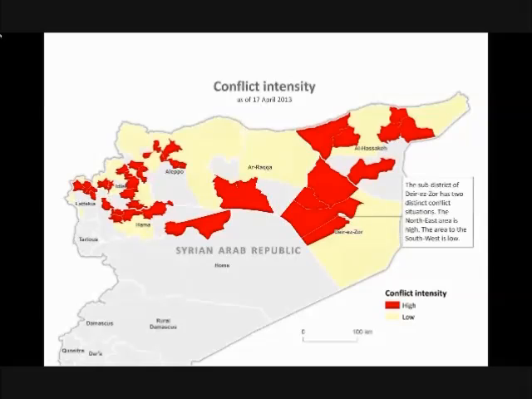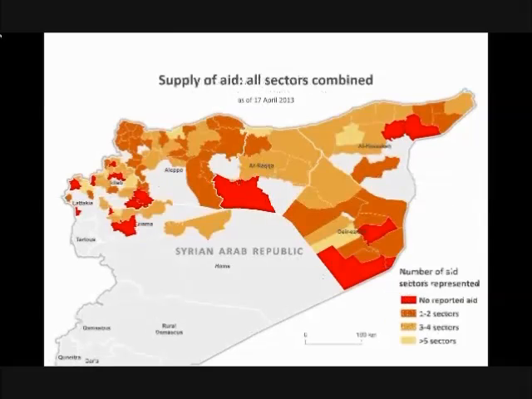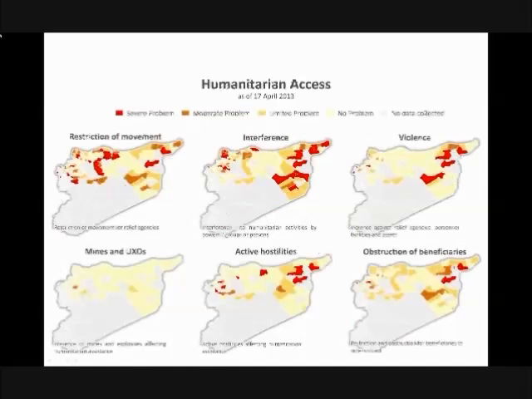We were able to identify those areas where recurrent or frequent fighting is occurring. We were also able to identify the level of assistance being provided to those different areas in the Northern Governorate which have been assessed. We have been able to analyze the main components of humanitarian access.